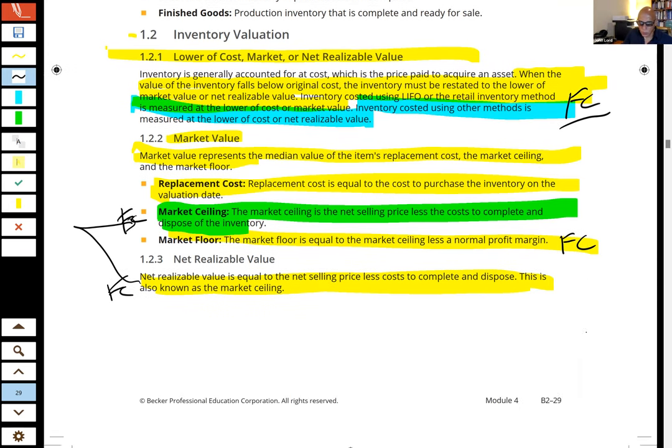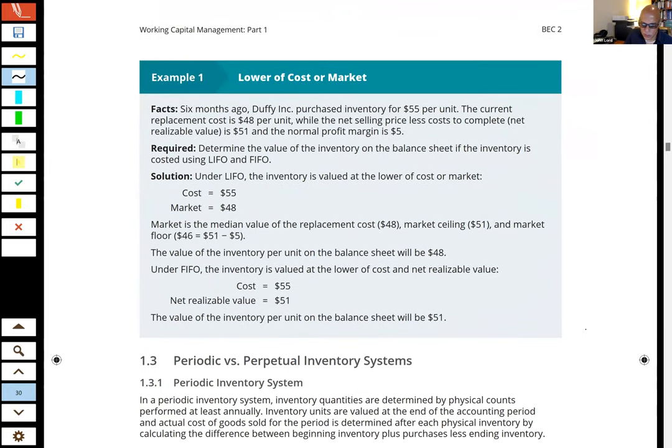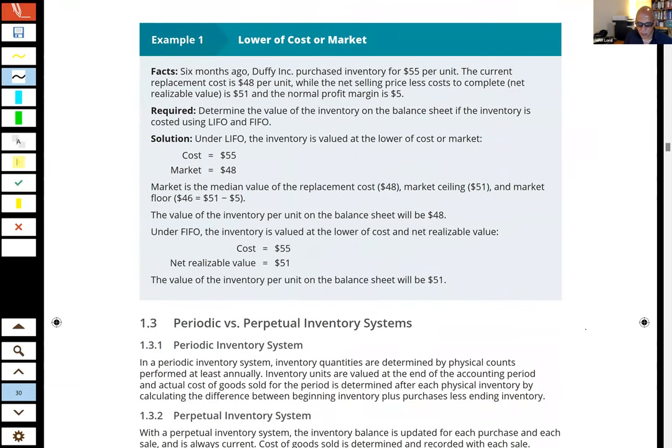Now, when you have those memorized and you start looking at problems, like this example, if you have those definitions memorized, it's a piece of cake. If you don't have the definitions memorized, then you're going to start to run into some problems. So they tell me here at the very beginning that they purchased this inventory for $55. When I see that, I'm going to write down that $55 because I want to see, is the market less? If the market is less, then I'm going to have to report that market.